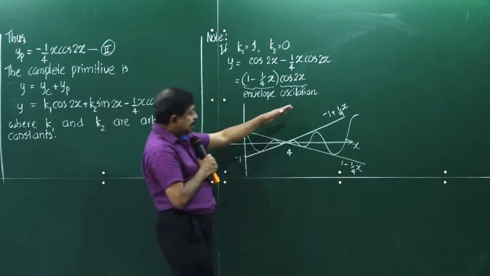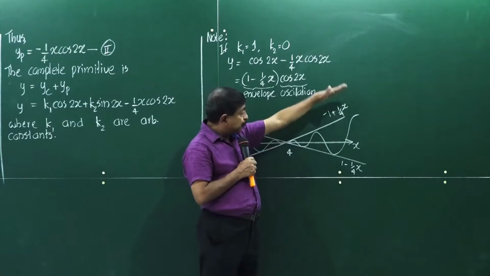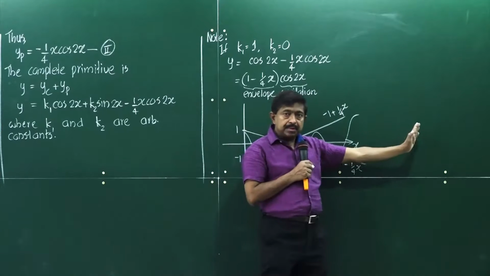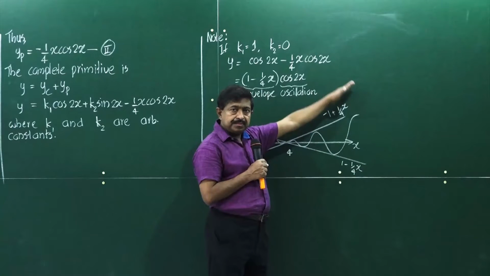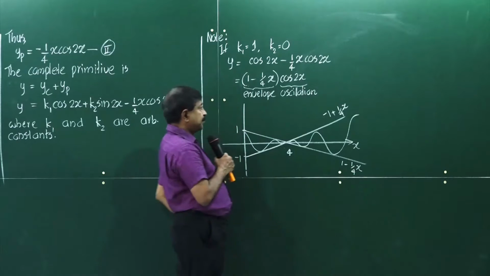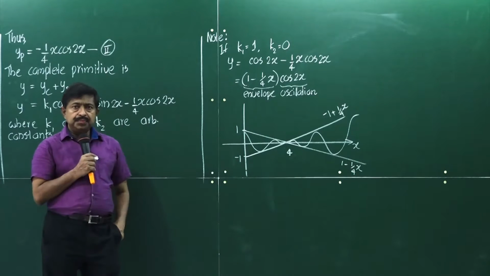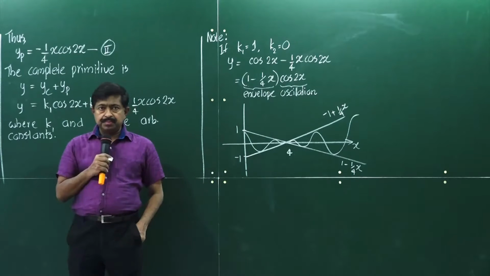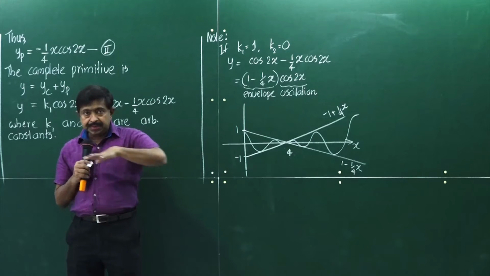Look what happens. The amplitude of oscillation grows when x goes up. It becomes larger and larger. Okay. Now, we'll do one more problem, which has a more general setting.